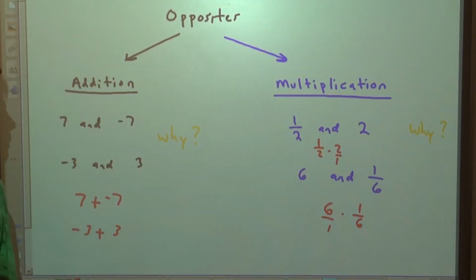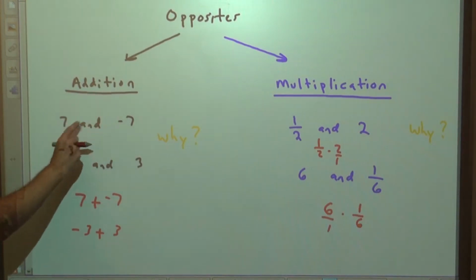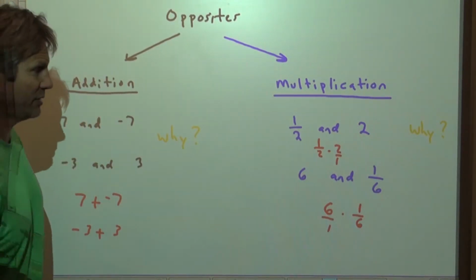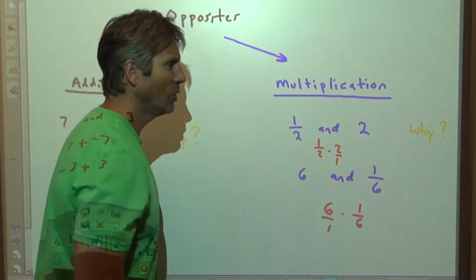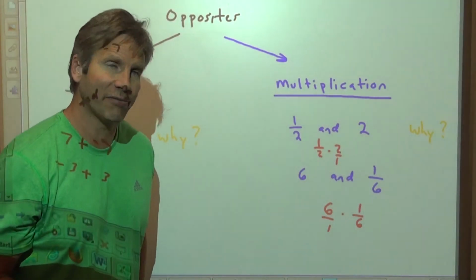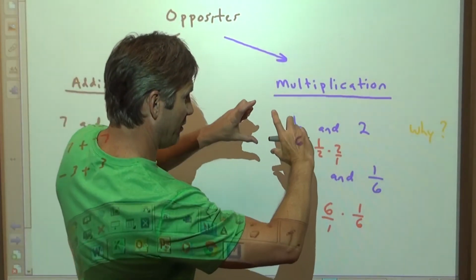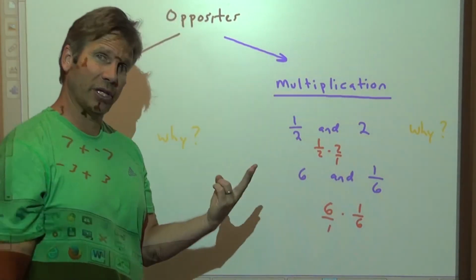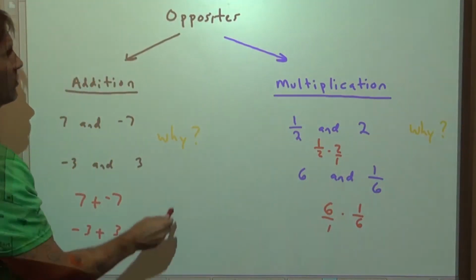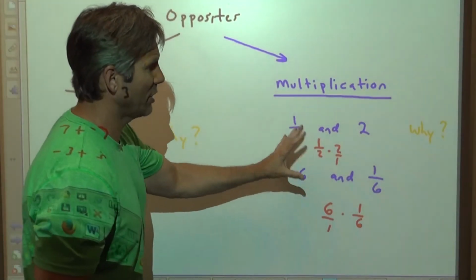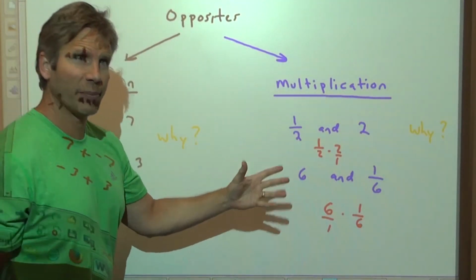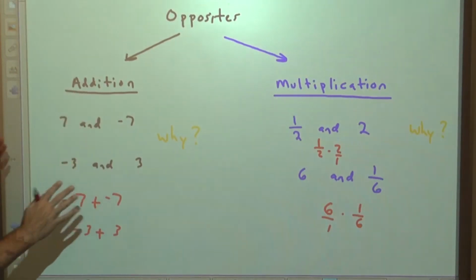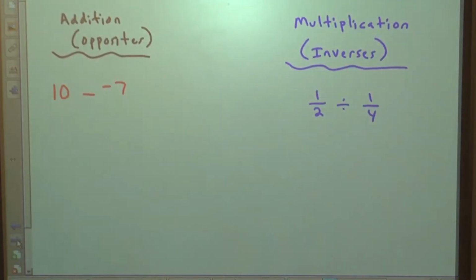Okay, now, with addition, we call the opposites opposites. With multiplication, we call the opposites inverses. Like 1/2 is the inverse of 2 over 1, or the reciprocal. Reciprocal and inverse mean the same thing. So opposites under multiplication are given a special name, we call them inverses. Opposites in addition are the opposites. So why is all that so important?